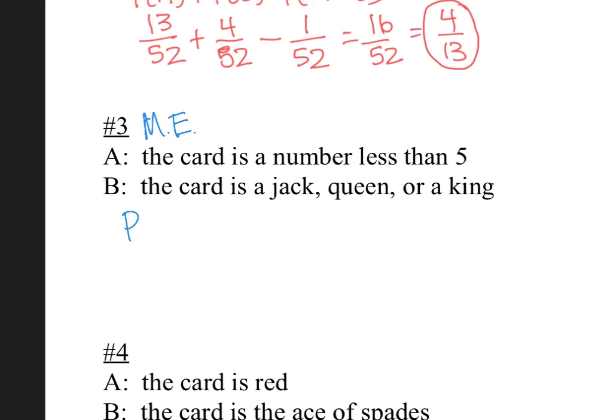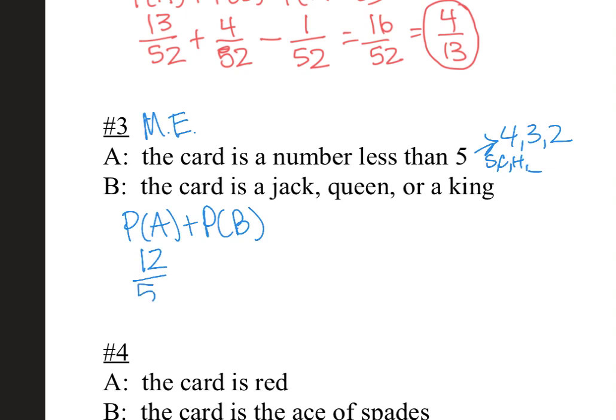Okay, so I'm going to do the probability of A plus the probability of B. So the probability of A, so the number less than 5, so I have 4, 3, and 2. Now, I have 4 different suits for 4. So 4 can be a spade, it can be a club, it can be a heart, and it can be, oh my gosh, what's the other one? Spade, club, heart, and there's another one. I forget, but there's 4. Okay, so there's 4 for 4, 4 for 3, and 4 for 2. So we're going to do 4 times 3, which is 12 over 52.